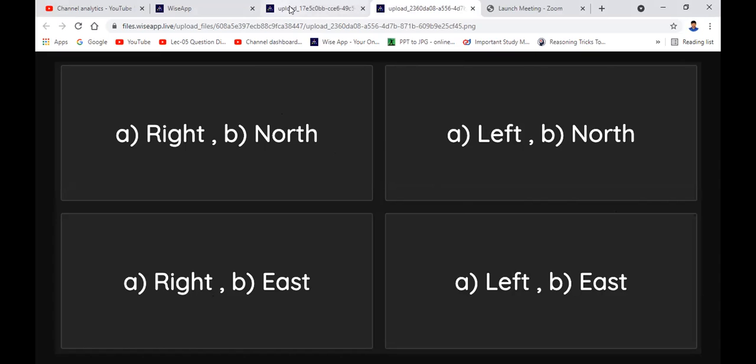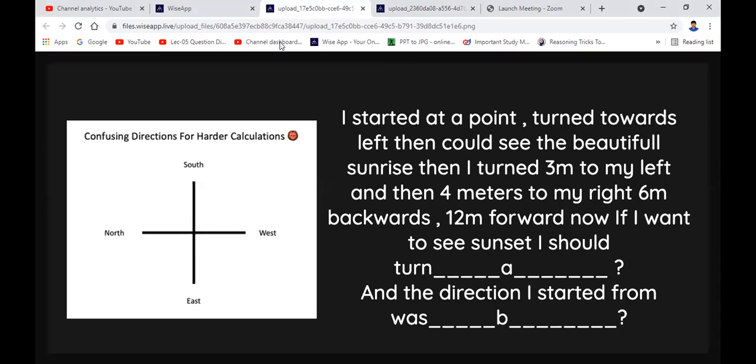Without knowing the final facing direction, how can you say that is west? Sunset is always west only. But to turn towards west, in which direction should we turn? They have not mentioned any direction initially. They just started at a point. Initially the direction is not mentioned, but we found it by taking that left turn. After taking left, he could see the beautiful sunrise. Based on that, we can say initially he is facing south.